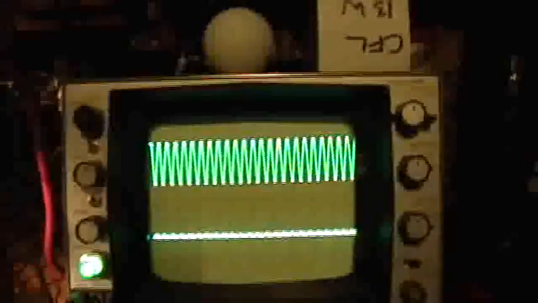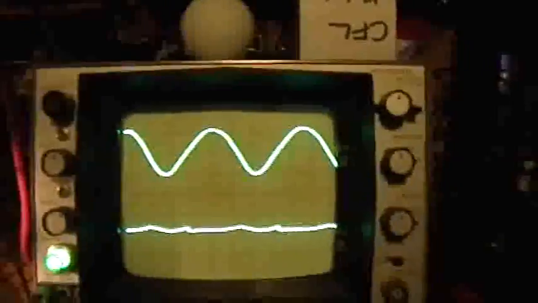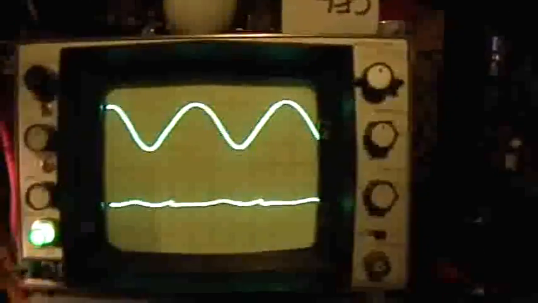It consumes very little current, and it's at a much higher frequency. I'm going to change to 10 microseconds per division, so you can see that that's a nice sine wave, perfect sine wave. This is at 1 microsecond per division. Now we'll go back to 50, and that frequency is 225 kilohertz.